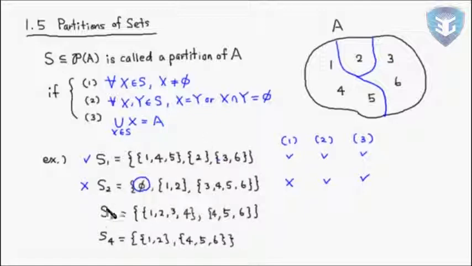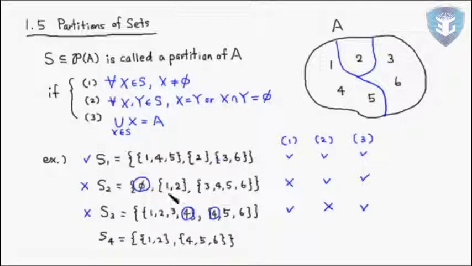How about S3? You can see that here there is no empty set, so condition number 1 is satisfied. But the second one, pairwise disjoint. If you look at the first subgroup and the second subgroup, there is a common element 4. So therefore, it is not pairwise disjoint. So condition 2 is violated. Let's look at 3. Does it cover everything? 1, 2, 3, 4, 5, 6. So condition number 3 is satisfied. Therefore S3, because condition number 2 is violated, is not a partition.